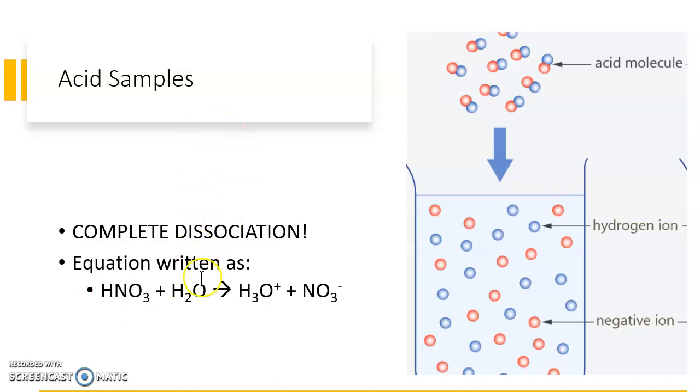Here is a sample of a strong acid, one of the things from your notes, and what they do is they completely dissociate. So that means you have a bunch of these acid molecules. When you put them in solution, every single acid molecule, the hydrogen ion pops off from the rest of the acid. So you can see all the blue hydrogens have separated from the red parts, which is the rest of the acid. Here's an example of an acid equation, or an acid-base equation.